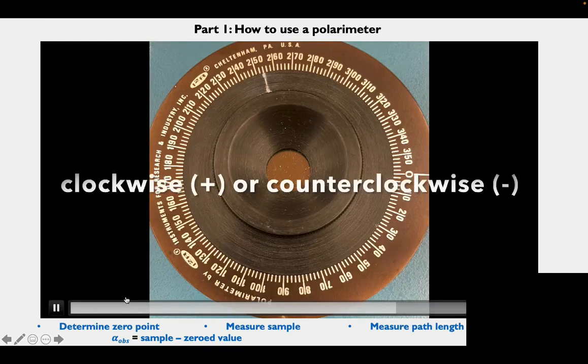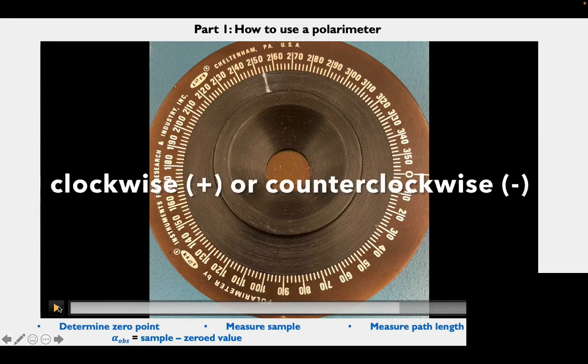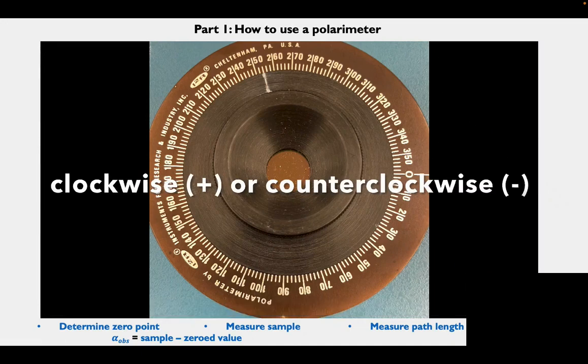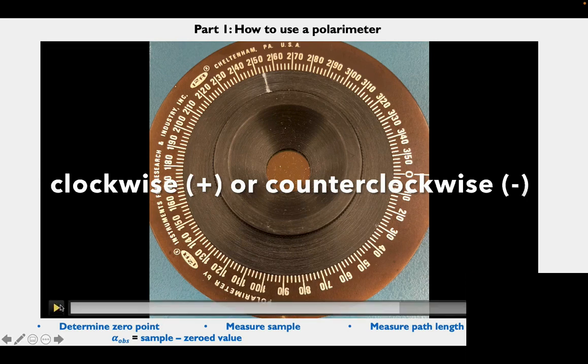And you also want to make note of the direction in which you rotated. So make note if you rotated to the right or clockwise, it'll be positive, or counterclockwise would be negative.